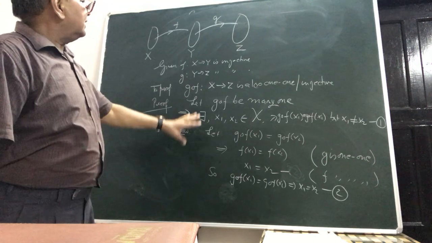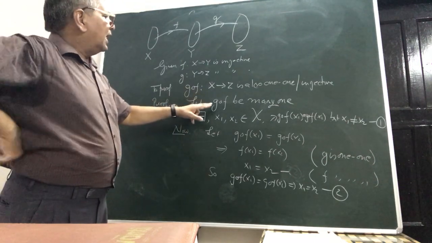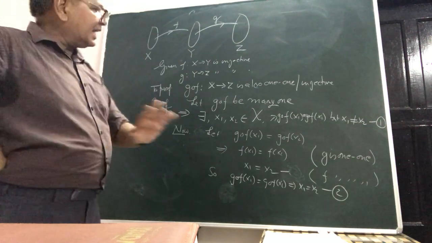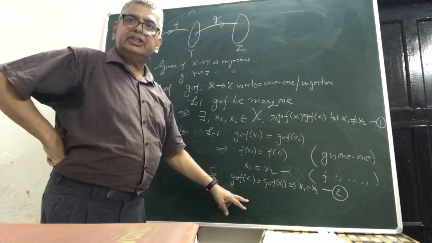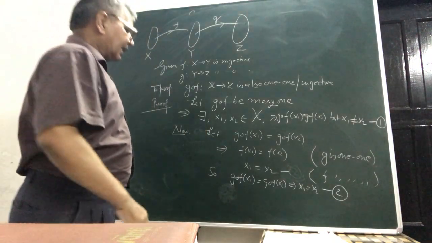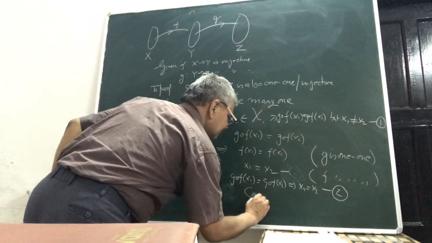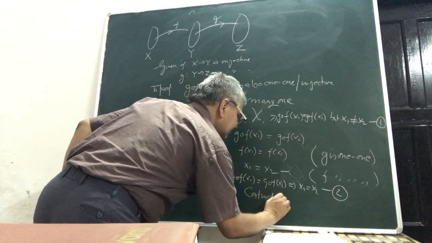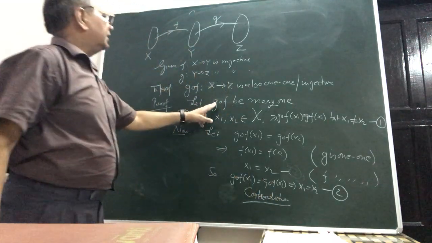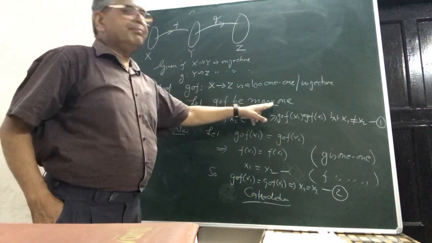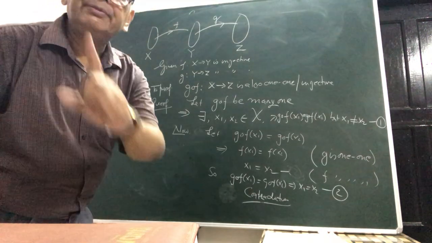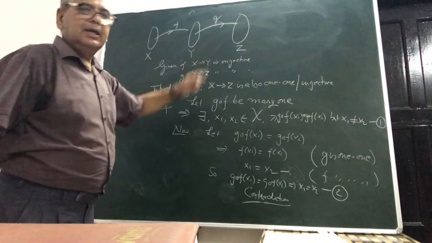So whatever you assumed earlier, that g∘f is many-one, cannot happen, because if this is happening, then you are reaching a contradiction, and as such the proof is complete. This is a contradiction, please mind. So your assumption that g∘f is many-one is not correct. As such, g∘f will always be 1-1, provided f and g are 1-1.